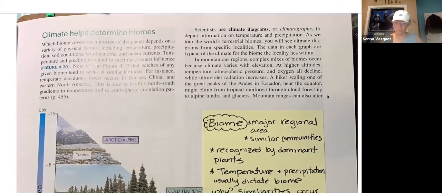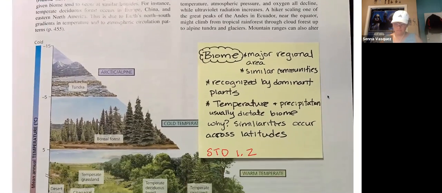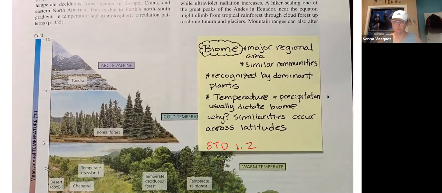The next page is the one right next door. What you need to know is that a biome is a major regional area with similar communities. On our previous page, we noticed there might be a desert biome in the United States, but there's also one in Africa. So it could be a similar region, and doesn't have to be in the same place.